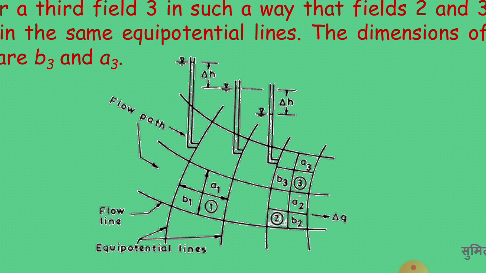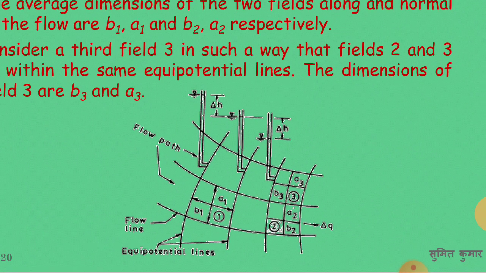Consider three fields 1, 2 and 3 in such a way that field 1 and 2 lie between two successive flow lines, and fields 2 and 3 lie within the same equipotential line. The average dimensions of the fields 1, 2 and 3 are B1A1, B2A2 and B3A3 respectively.